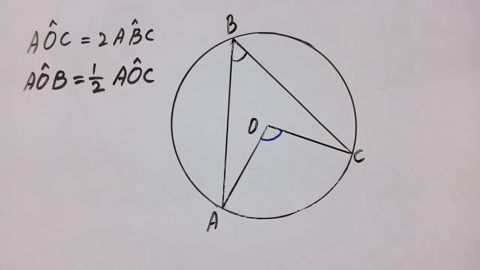For the same situation, angle ABC is half of the angle AOC, meaning the angle subtended by the arc AC at the circumference is half of the angle subtended by the same arc at the center of the circle.